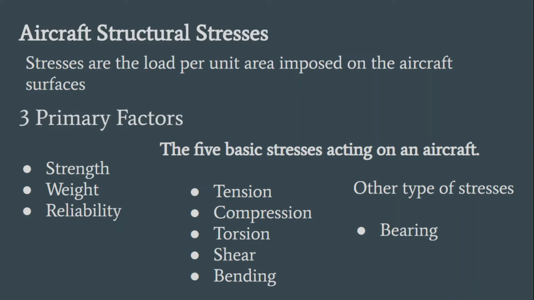Aircraft structural stresses. Stresses are the load per unit area imposed on the aircraft surface. The primary factors to consider in aircraft structures are strength, weight, and reliability. These factors determine the requirements to be met by any material used to construct or repair the aircraft. Airframes must be strong and light in weight. An aircraft built so heavy that it couldn't support more than a few hundred pounds of additional weight would be useless. All materials used to construct an aircraft must be reliable. Reliability minimizes the possibility of dangerous and unexpected failures. There are 5 basic stresses acting on an aircraft.